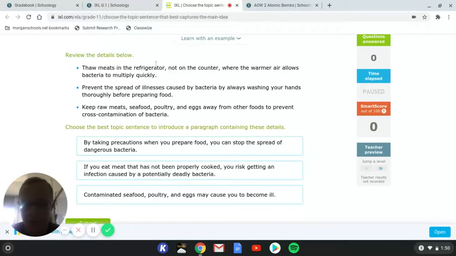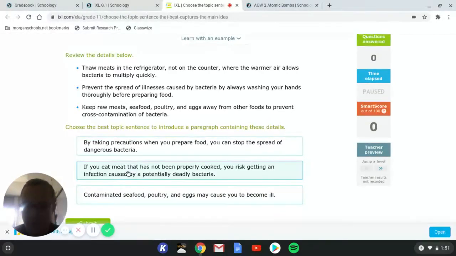So which main idea down here at the bottom fits all three of these details? Okay, so we have: thaw meats in the refrigerator, not on the counter, where the warmer air allows bacteria to multiply quickly. Prevent the spread of illness caused by bacteria by always washing your hands thoroughly before preparing food. Keep raw meat, seafood, poultry, and eggs away from other foods to prevent cross-contamination of bacteria. Okay, so let's see here. We're dealing with meats and bacteria. The options: By taking precautions when you prepare food, you can stop the spread of bacteria. If you eat meat that has not been properly cooked, you risk getting an infection by a potentially deadly bacteria. Contaminated seafood, poultry, and eggs may cause you to become ill.